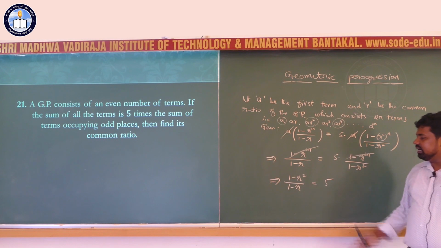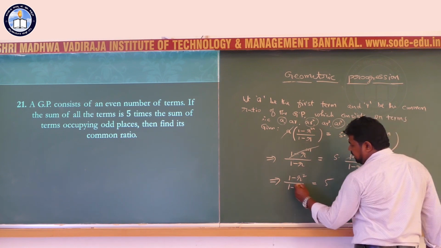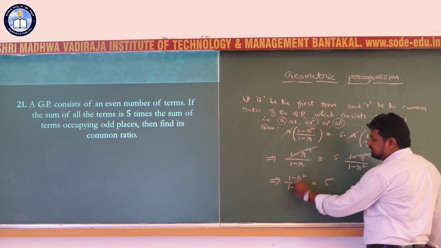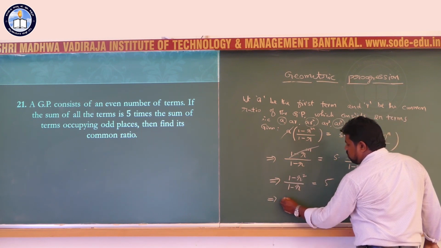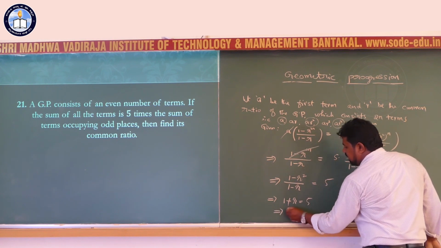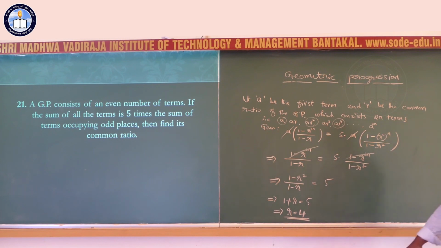1 minus r square is in the form 1 square minus r square, a square minus b square, a minus b into a plus b. So 1 minus r square is 1 minus r into 1 plus r, 1 minus r cancel, 1 plus r equal to 5. It implies r equal to 4. Therefore, common ratio of the given geometric progression is 4.